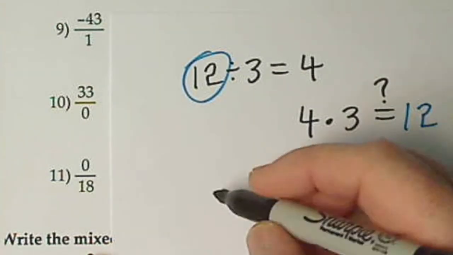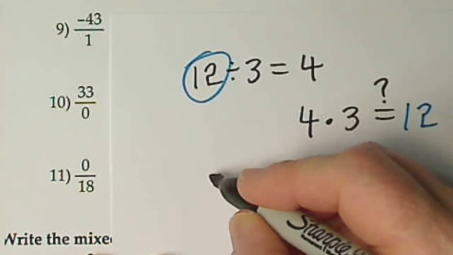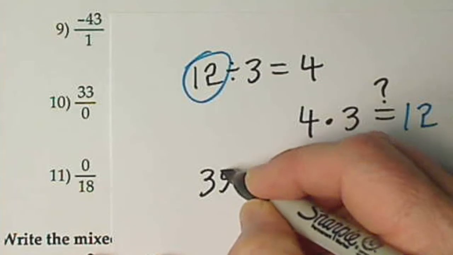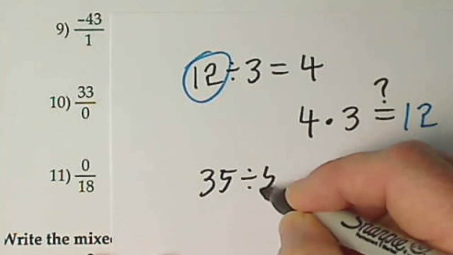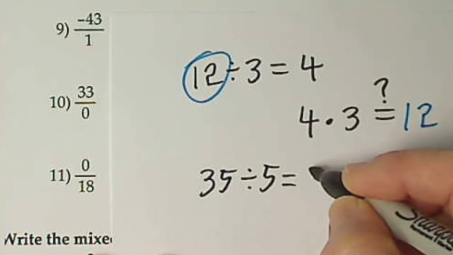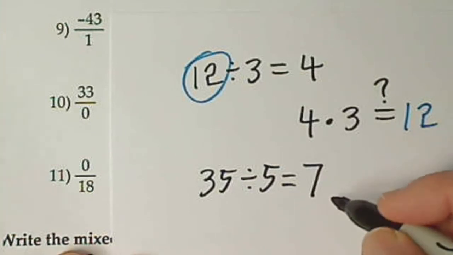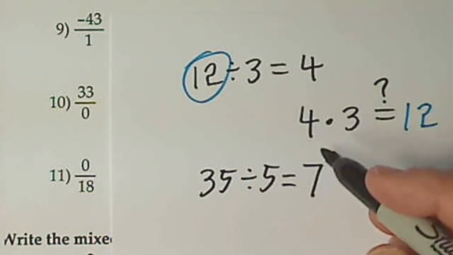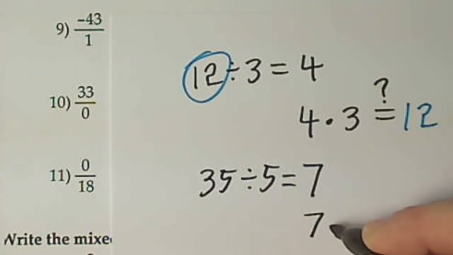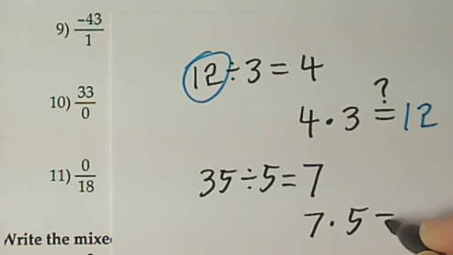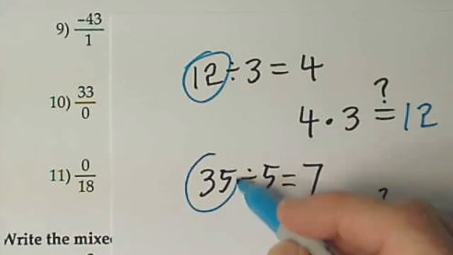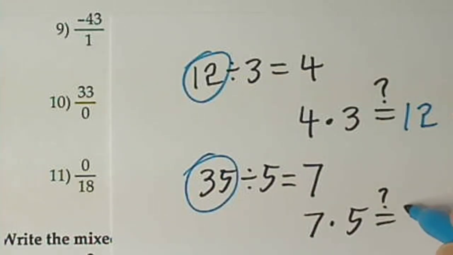If I had, let's say, 35 divided by 5, I claim the answer is 7. And for this to be correct, I have to be able to say that 7 times 5 is equal to what I started with, and it is.